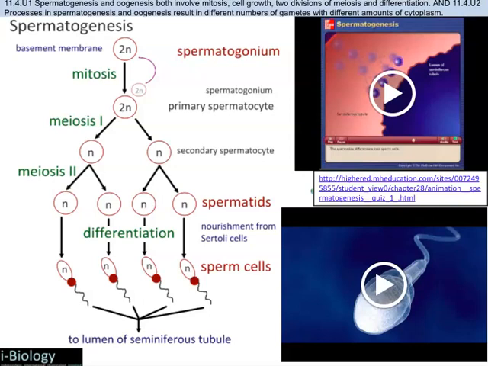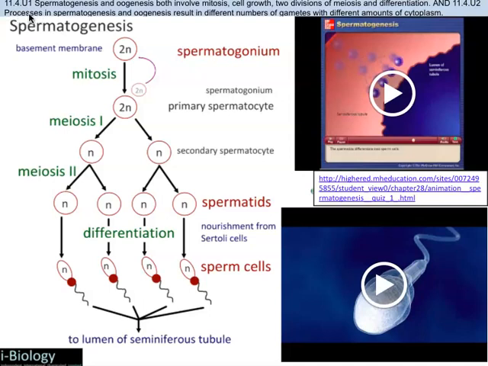Hello everyone, here we are with part 2 of 11.4 sexual reproduction, and we're going to go through the details of spermatogenesis and oogenesis. There are some major differences between these two gametogenesis events that you need to know about for the IB.